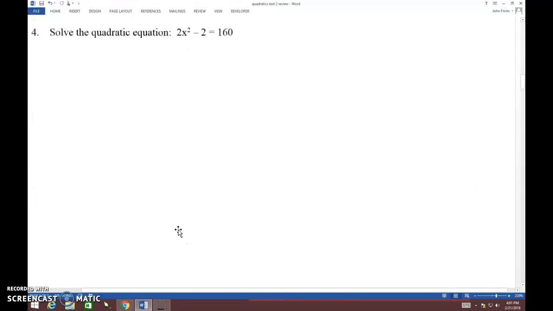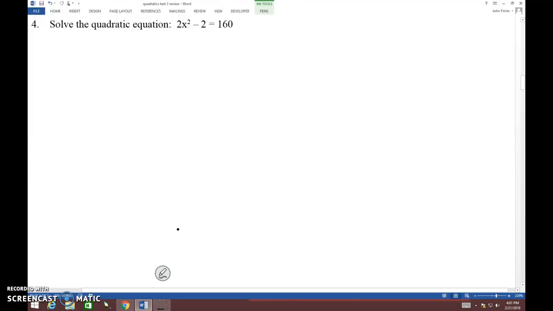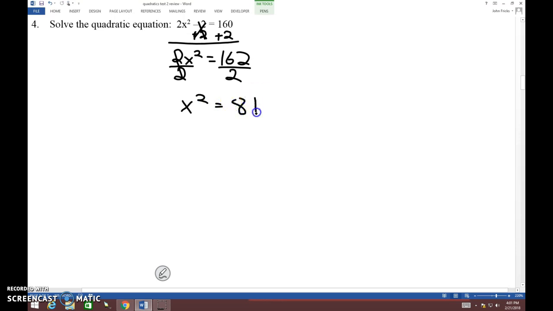Number 4. Number 4 is a little bit different because we're still solving, but this one does not have a b value in it. So that makes me automatically start thinking that I can use the square root method. So in this problem, I'm going to start off by adding 2 to both sides. And that's going to give me 2x squared is equal to 162. Now I can go ahead and get rid of the 2 because multiplication's inverse is division. So the 2's cancel out and leaves me x squared is equal to 162 divided by 2 is 81.